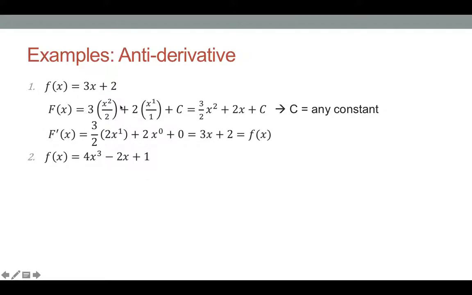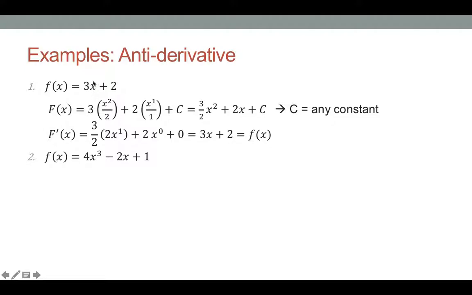Now, let's look at some examples of how we actually find an antiderivative. The only thing we're going to worry about right now is polynomials. So we'll take our original f of x to be a simple polynomial, 3x plus 2, and we want to find a function whose derivative is this f of x. And we're going to call that capital F of x.